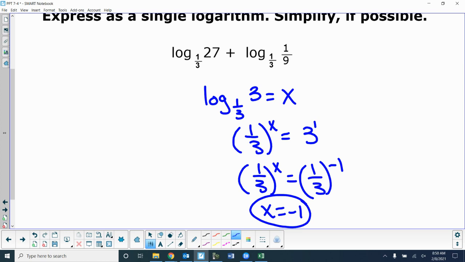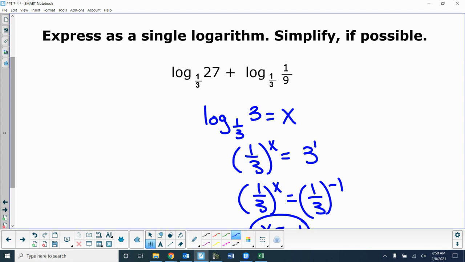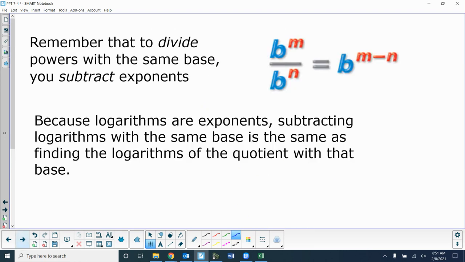So whenever we see 2 logs with addition, how do I change it to a single log? What do I do with these 2 numbers? Multiply, right? Multiply those. And then again, the last property that I show you, you'll just use your calculator to figure it out. Okay? So, when you have division, what are you supposed to do with the exponents? Rules of exponents.